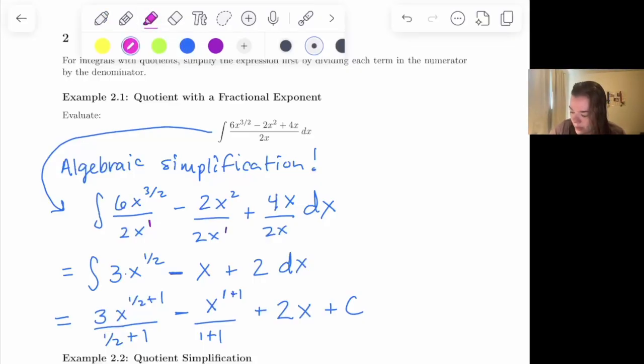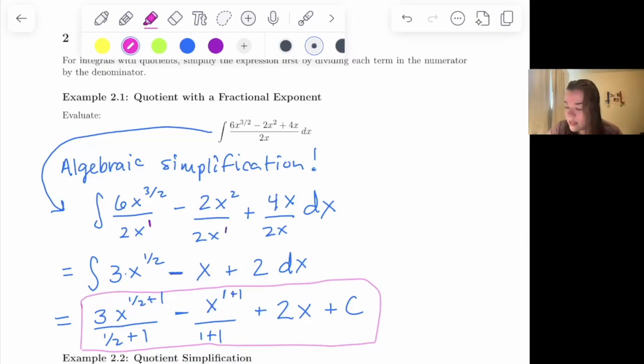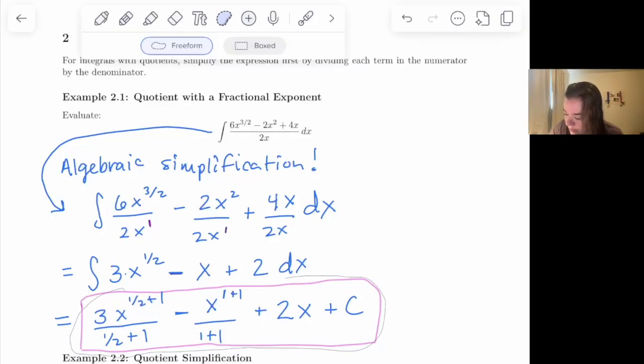So this right here is definitely a final answer. This is an antiderivative of that original integrand. It's not cleaned up very nicely. I'll shrink this down and take a moment to clean it up, but I do want to point out this is a final answer, just written kind of sloppily.